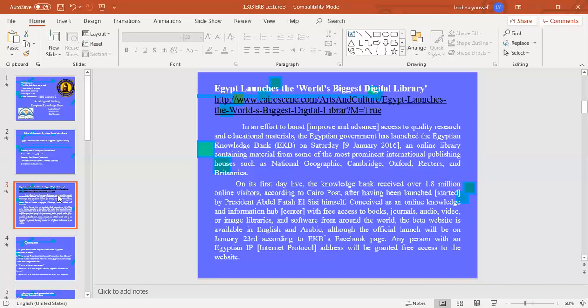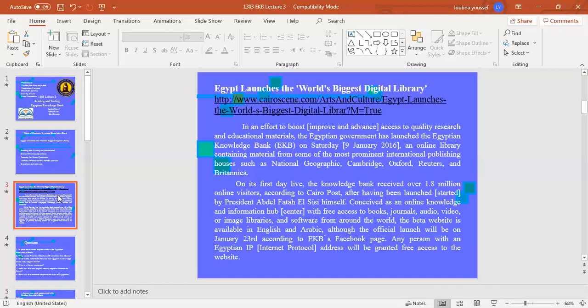And who gave us this piece of information? The Cairo Post. After having been launched, after having been started by President Abdel Fattah el-Sisi himself. So, the President of Egypt is the person who launched this bank, and we're going to discuss why this is the case.